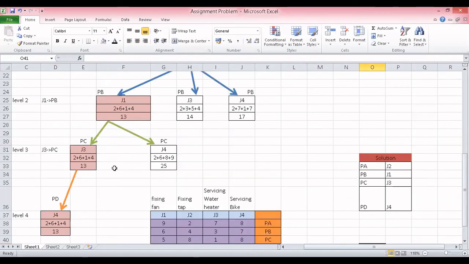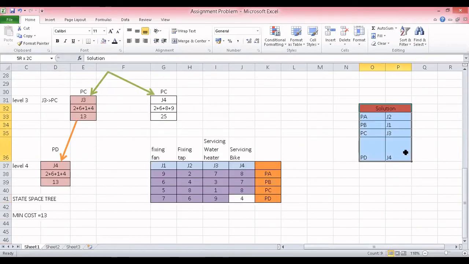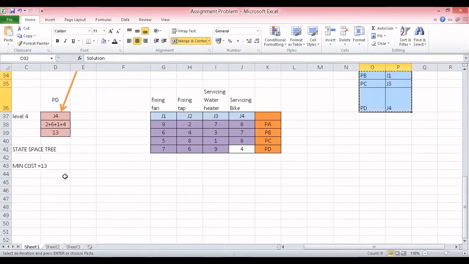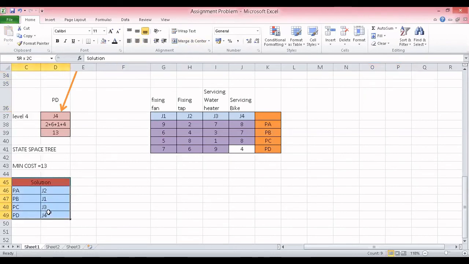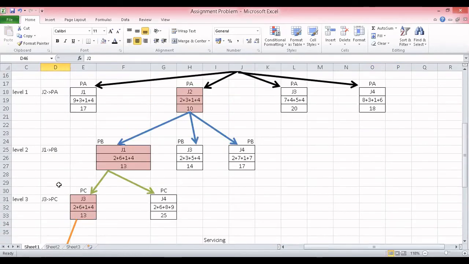So looking at this state space tree, job 2 is assigned to person A. See here, I've got the solution box here. This is the final solution which you have to write. Person A is assigned job 2. From where did I get that answer? From this state space tree.